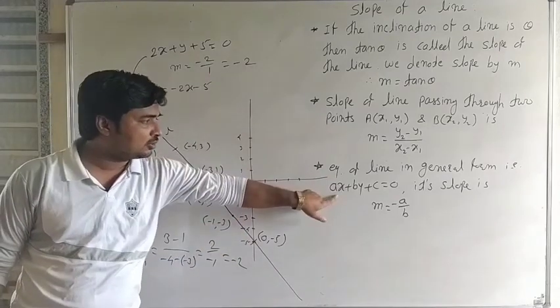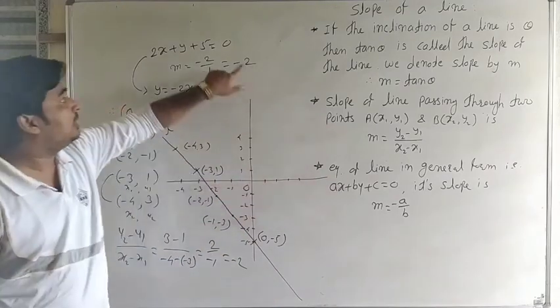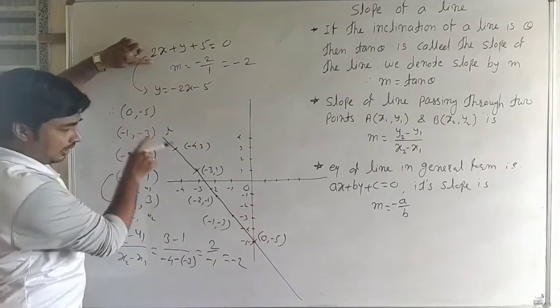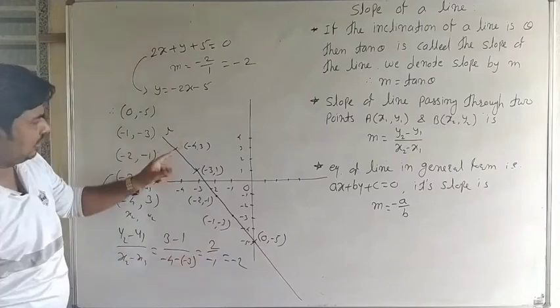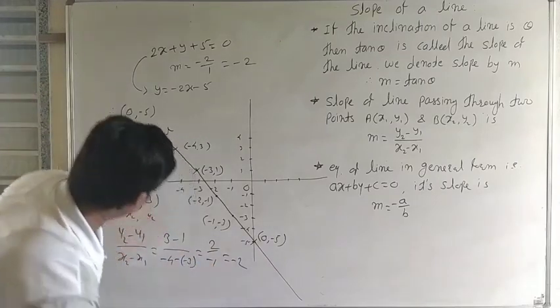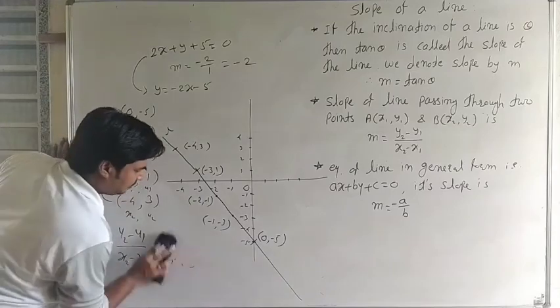We can write directly slope is -a by b, it is -2, and then the slope of this line by using the line passing through any 2 points. We can take any 2 points on the line, then the slope is -2. We can take other 2 points.